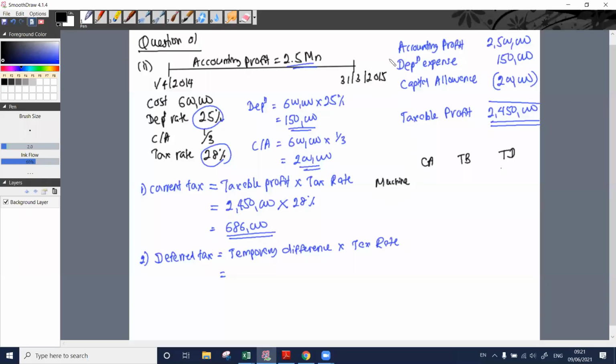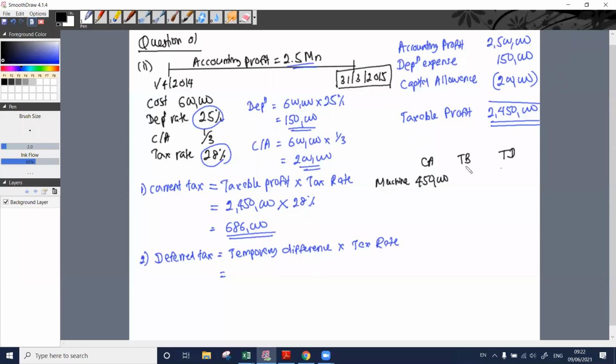What is the carrying amount of my machine? Cost was 600,000. We have used this asset for 1 year. It means what is the depreciation expense? 150,000. 600,000 minus 150,000, 450,000. That is the carrying amount. As at this date, the carrying amount of the machine is 450,000.